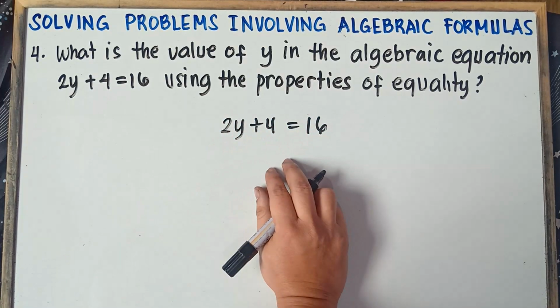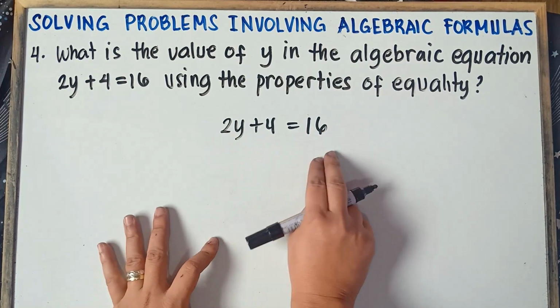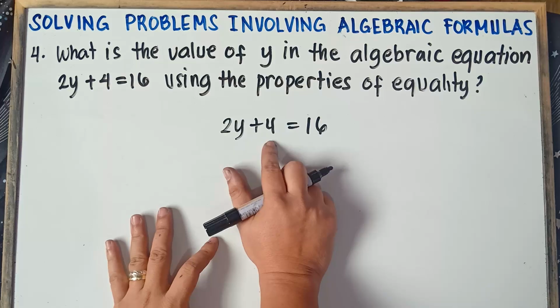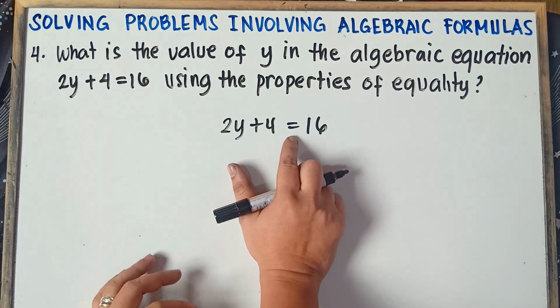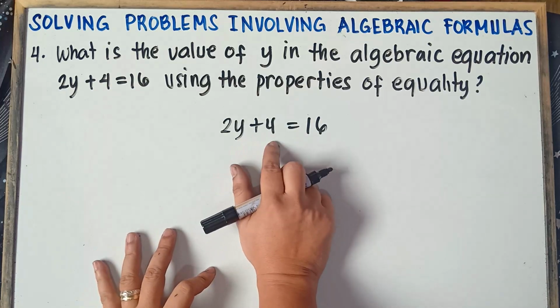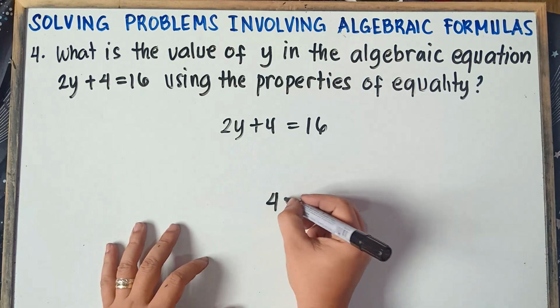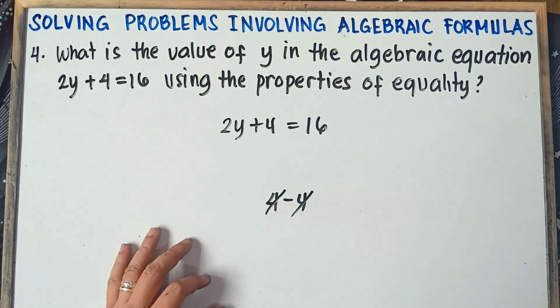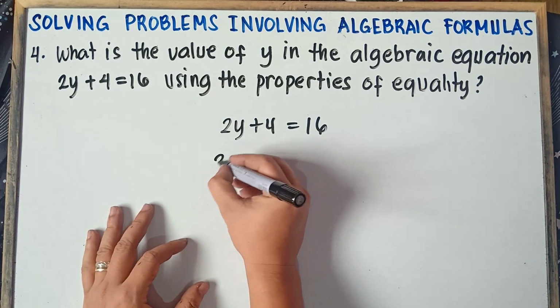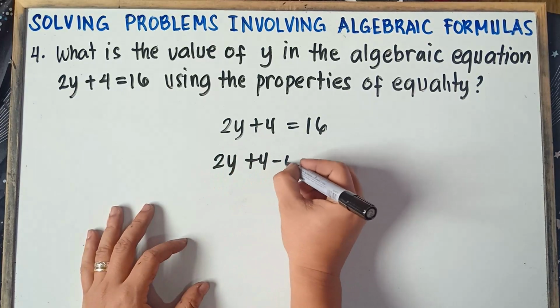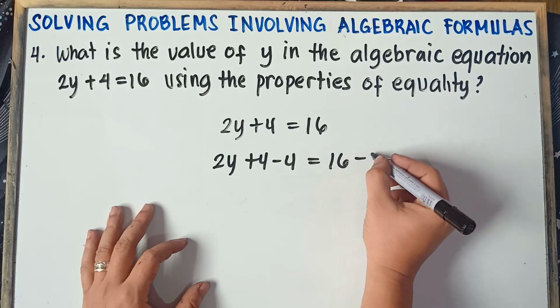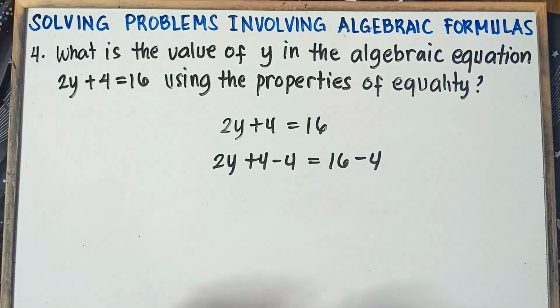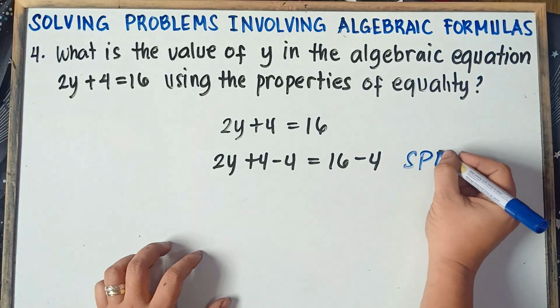Now, to get the value of y, class, we can subtract both sides by 4 so that we can cancel this out. And the remaining expression, class, on the left side of this equal sign will be only 2y. Once again, class, we subtract both sides by 4 because 4 minus 4, we can just simply cancel this out. So this will be 2y plus 4 minus 4 equals 16 minus 4. This is what we call, class, the subtraction property of equality.